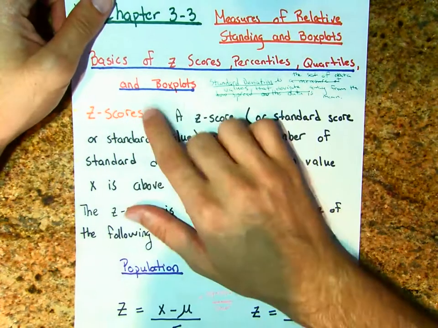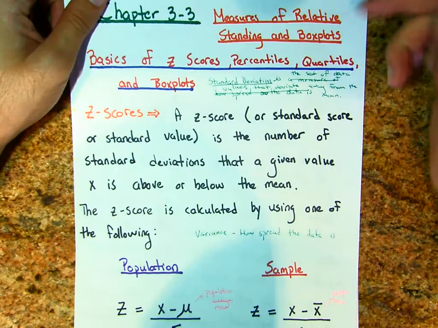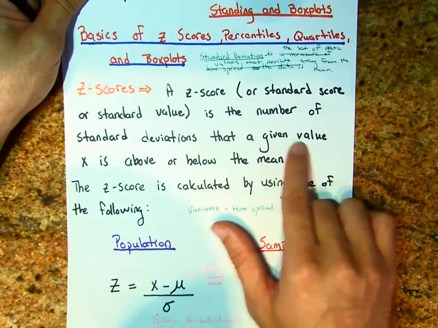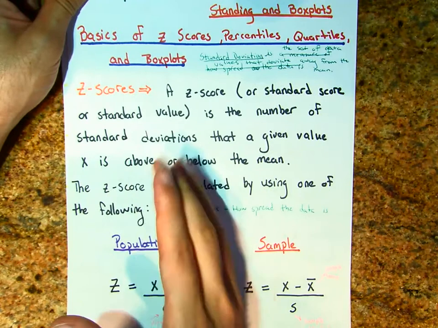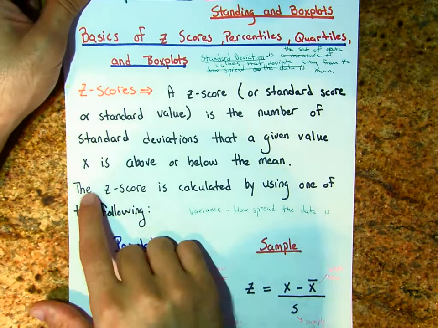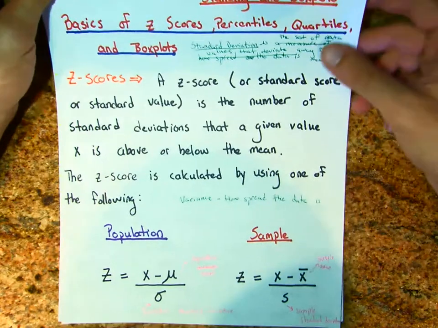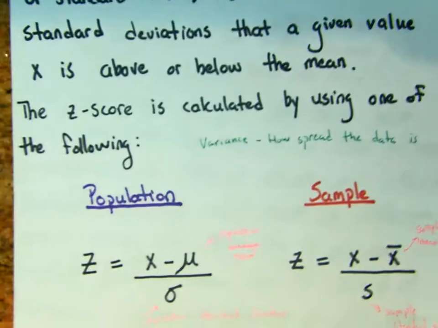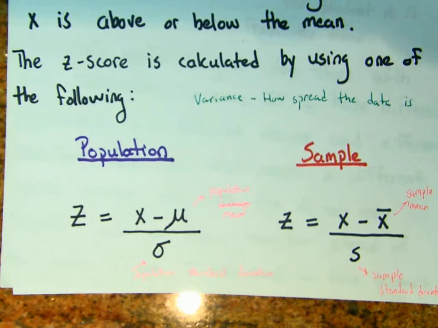So the idea of a z-score, or a standard score, a standard value, is the number of standard deviations that a given value x is above or below the mean. The z-score is calculated by using one of the following. Notice how we have a formula for population and a formula for sample.